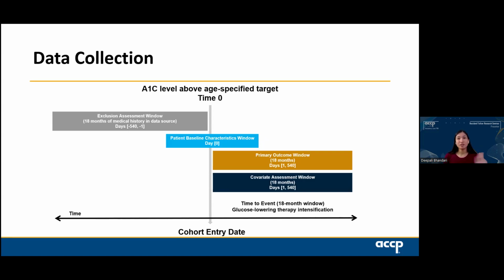So looking 18 months prior to look at inclusion, exclusion criteria, also identify the patient's medication list, then collecting the patient baseline characteristics at time zero, which included the postal code to allow us to find the social deprivation index, and then moving forward in time up to 18 months max to identify if the event actually occurred. The event, again, being glucose-lowering therapy intensification.